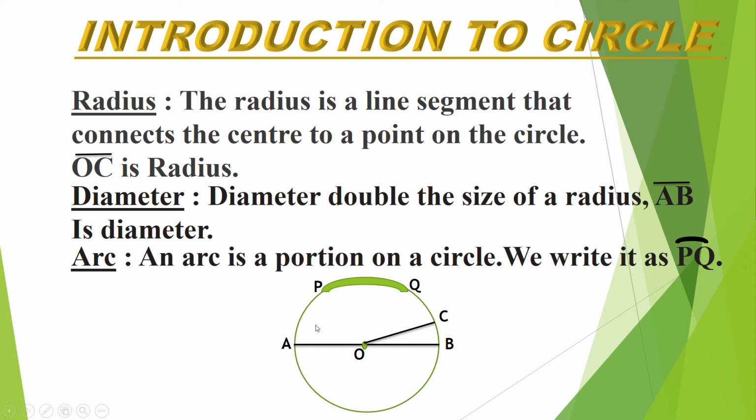Next, arc. An arc is a portion of a circle. We write it as PQ. Here I just highlighted this part. From P to A also we can call it an arc. It is a portion on the circle. So for your better understanding, I highlighted it. From P to Q, if we take this portion, this is called an arc. We write it as arc PQ. The symbol is like this. It's not exactly a line segment; it looks like a curve shape.